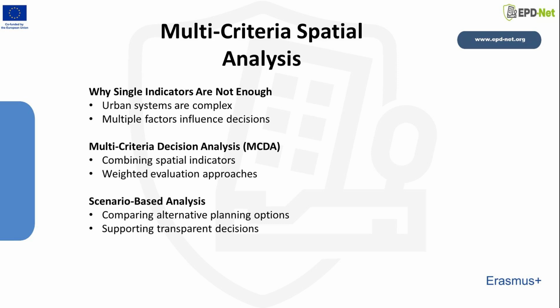Urban decision-making rarely depends on a single indicator. Cities are complex systems where accessibility, density, environmental impact, and social factors interact. As a result, multi-criteria spatial analysis is often required. Multi-criteria decision analysis combines multiple spatial indicators into a single evaluation framework. Indicators are weighted based on their relative importance, allowing planners to compare locations or scenarios systematically.